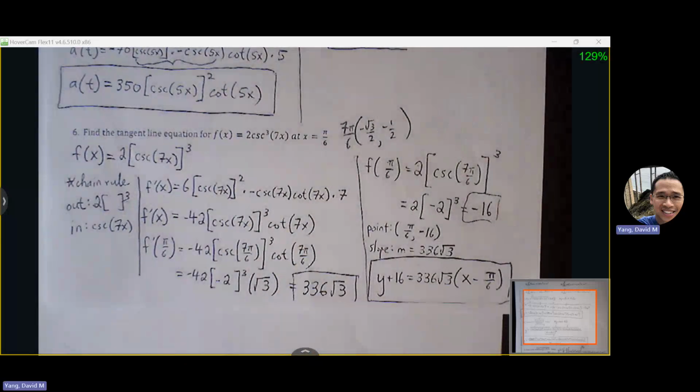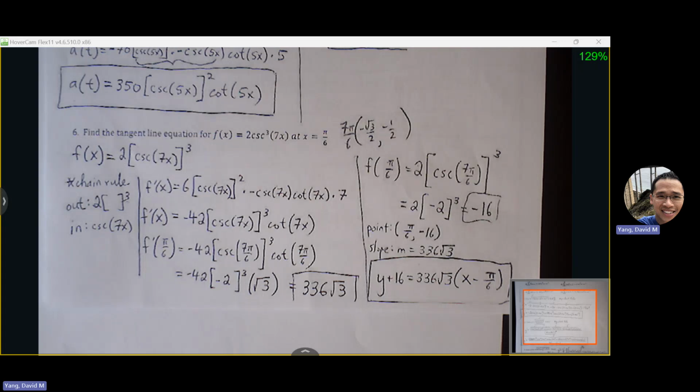Okay, last one here. To find the derivative, let's pull that exponent out. We see a need for chain rule. 2 bracket cubed becomes 6 bracket squared. Cosecant u becomes negative cosecant u, cotangent u times u prime. Pull all the coefficients in front. Replace all the x's with pi over 6. We need information from 7 pi over 6.